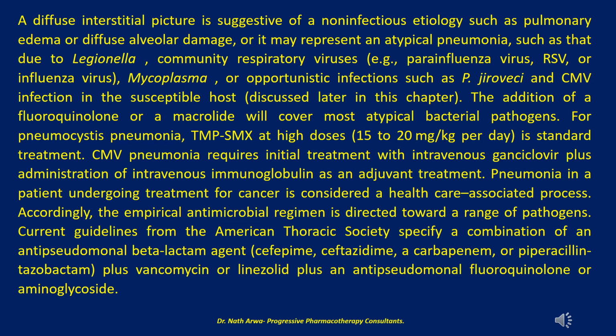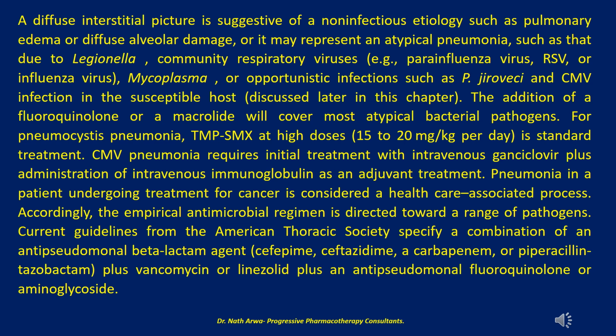For Pneumocystis pneumonia, TMP-SMX at high doses, that is 15 to 20 mg per kilogram per day, is standard treatment. CMV pneumonia requires initial treatment with intravenous ganciclovir plus administration of intravenous immunoglobulin as an adjuvant treatment.